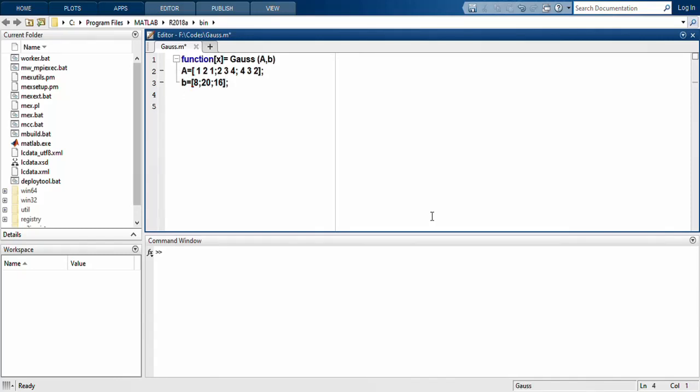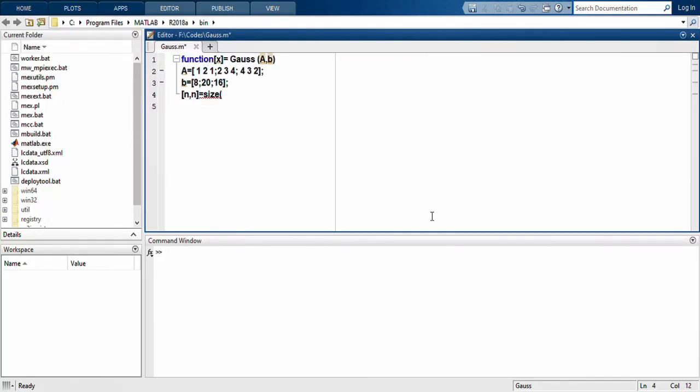And also now declare the size of A. It may be a 3 cross 3 matrix. Now this command, size of A, will judge what the dimensions of this matrix are. So n comma n, it should be a scalar. Its dimensions should be the same, rows equal to columns, and that is equal to size of A.